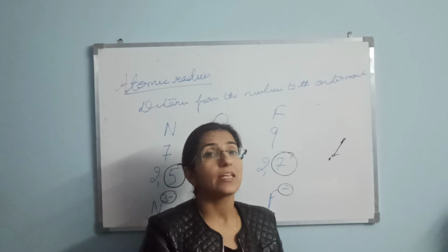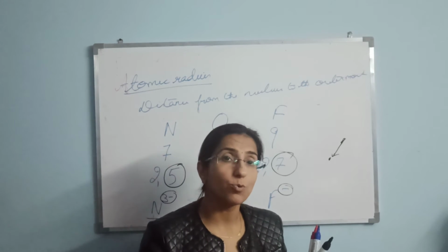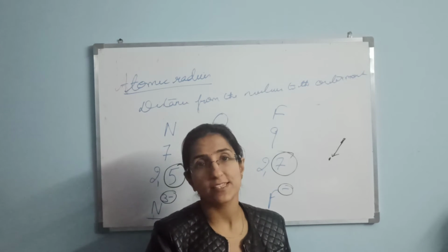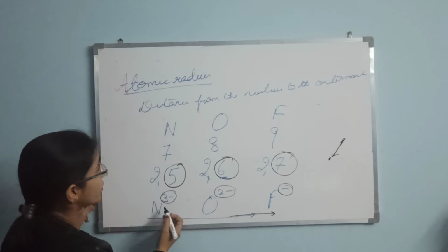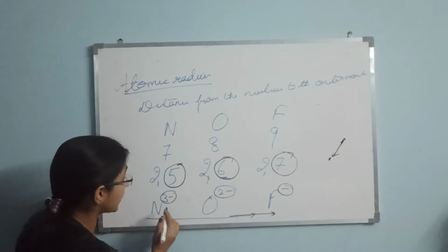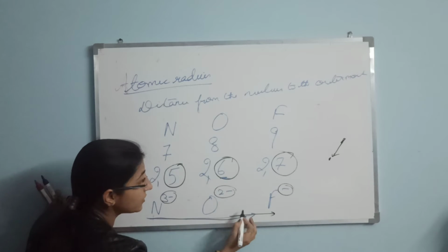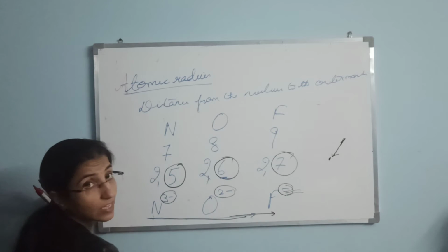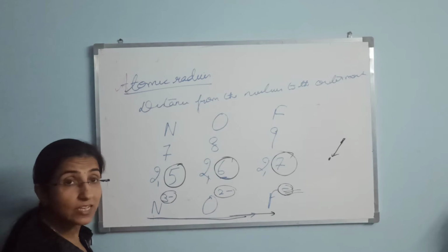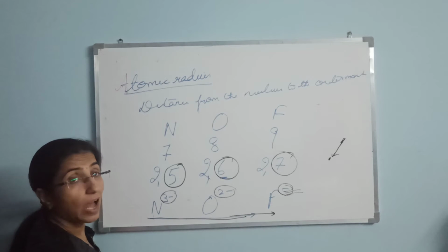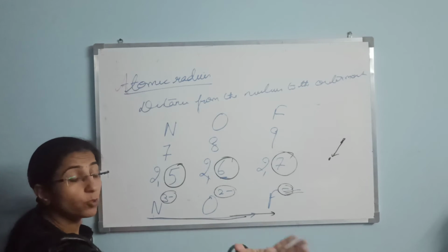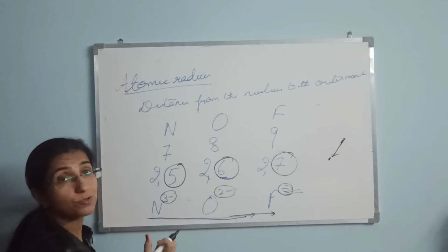And if the electrons come closer towards the nucleus, then definitely the size is going to decrease. See, what I am going to tell you is, just think it once again. Across the period, the nuclear charge is increasing. And if the nuclear charge is increasing, this means that the number of protons is increasing, and the nucleus is going to attract more and more electrons towards itself.